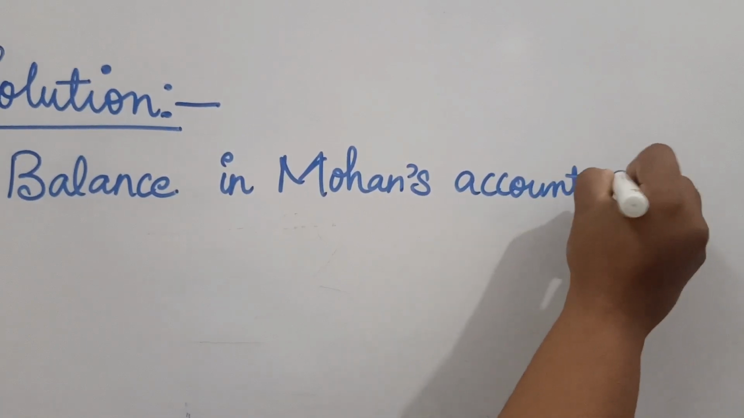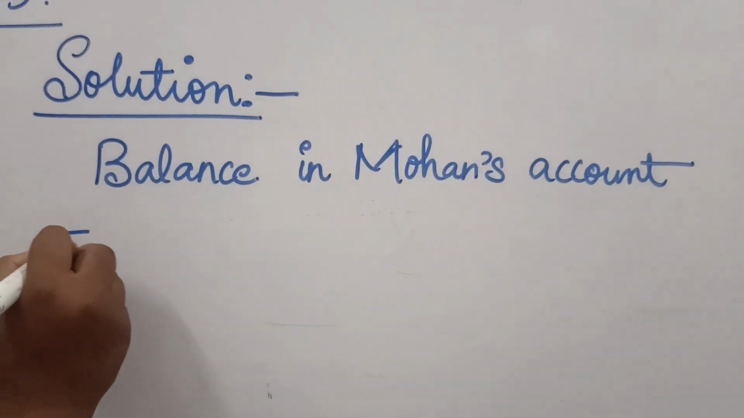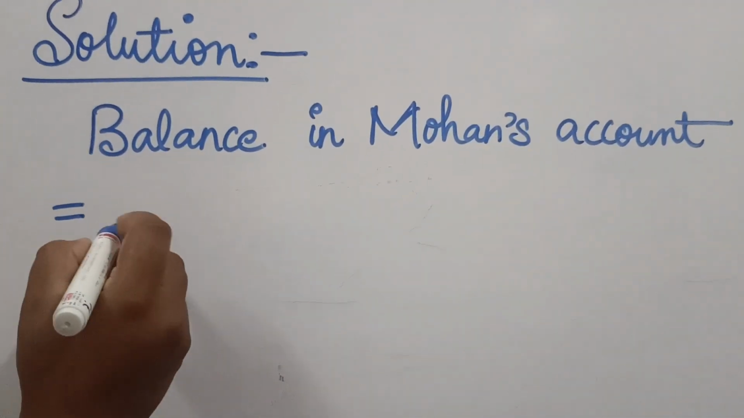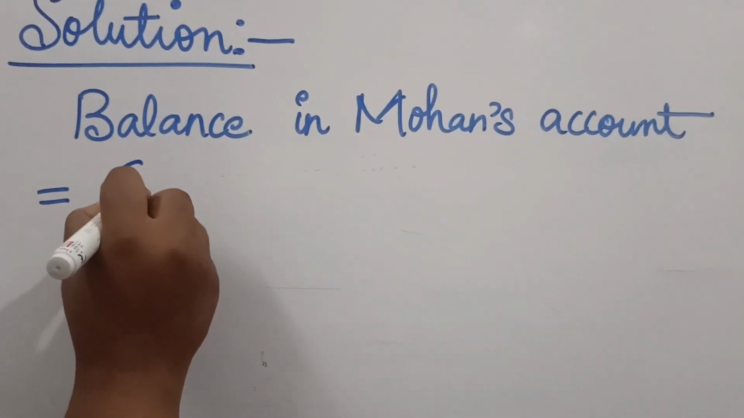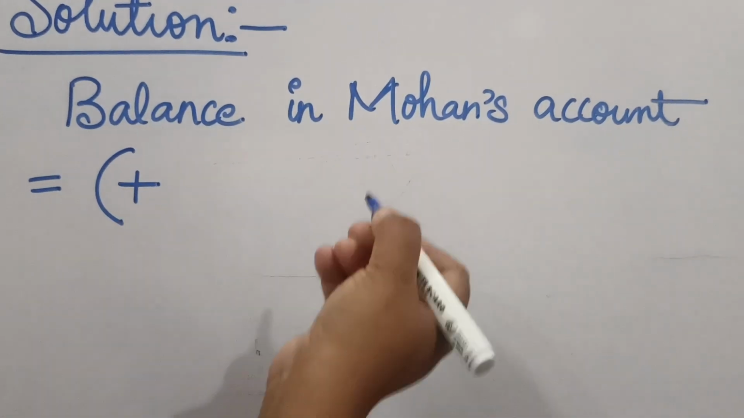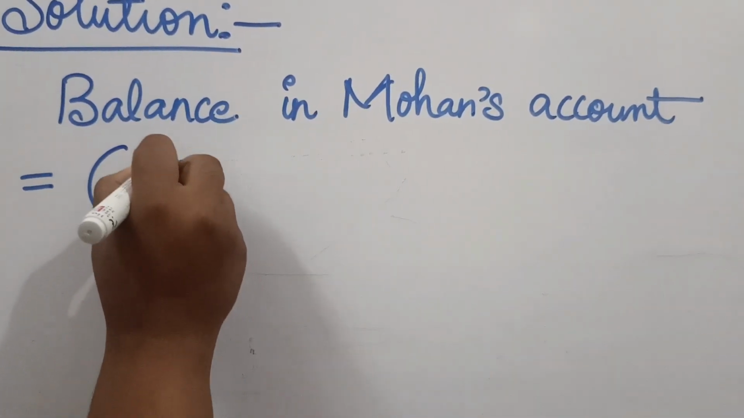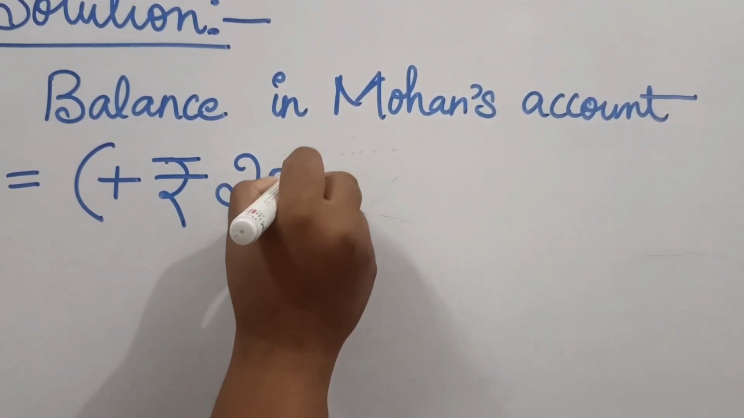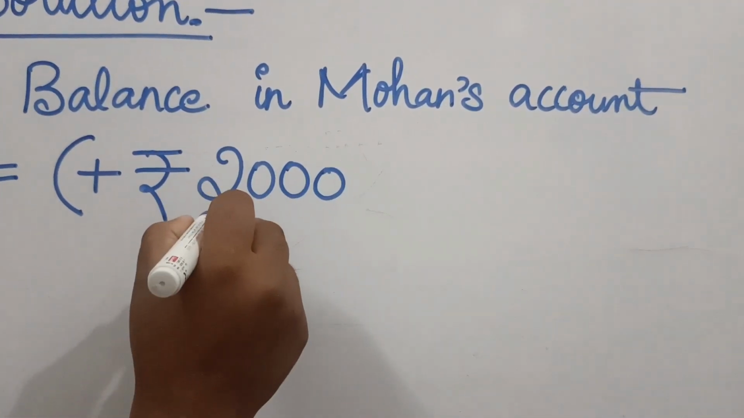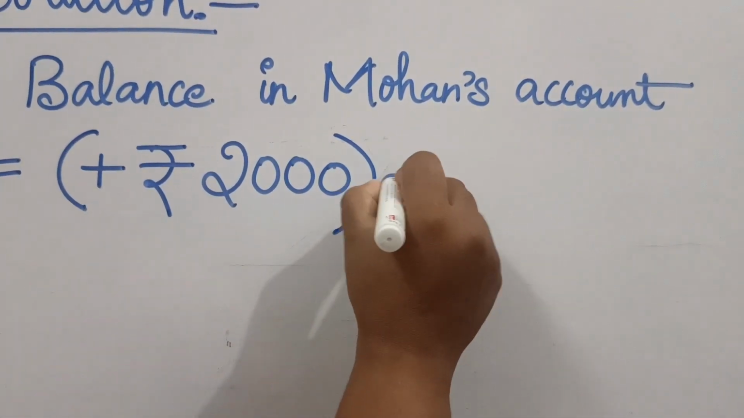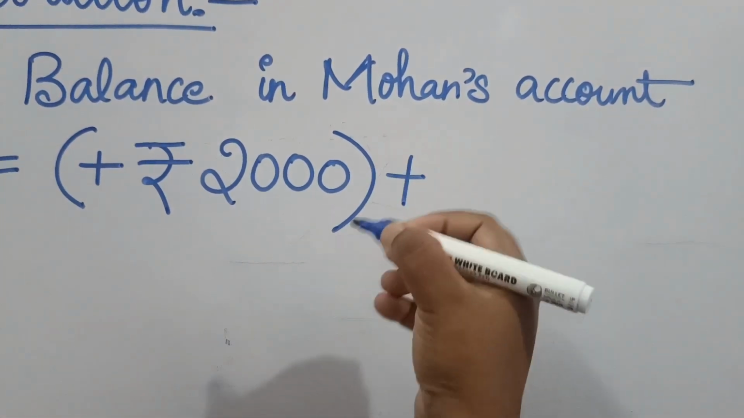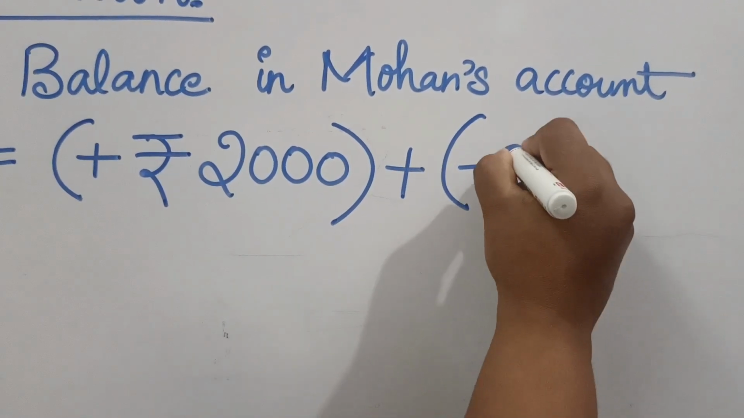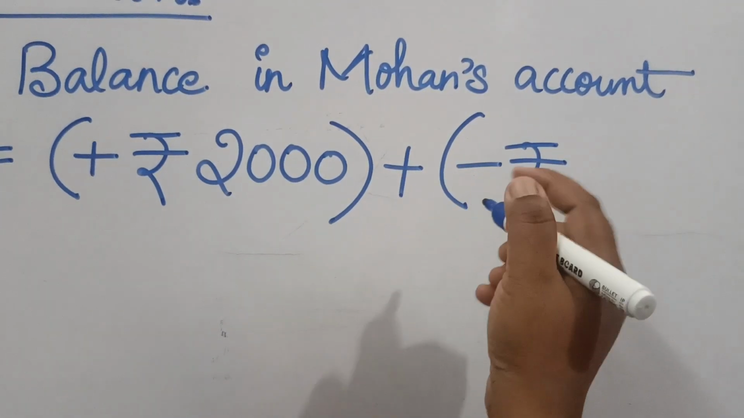How do we find out? We'll find out the balance. After withdrawal you will know the balance, right? So plus whatever he has deposited, we said we'll represent it as a positive integer. So 2,000 he has deposited in the bank. And what did he withdraw? He withdrew, like negative. That becomes minus from his account, right?